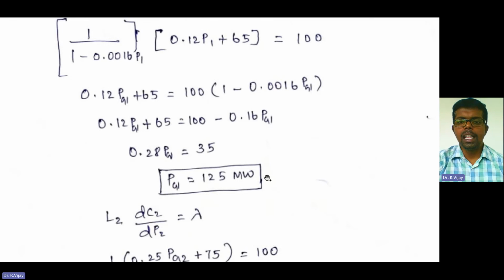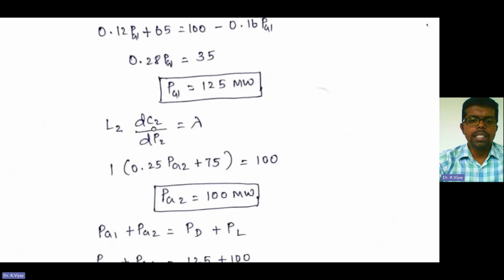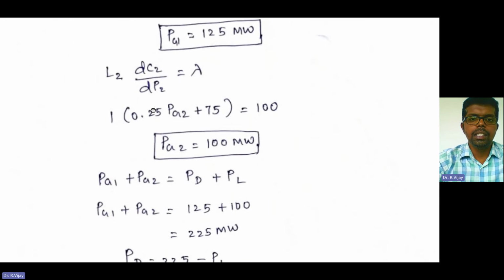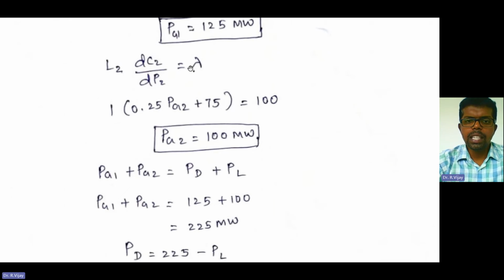You just tell in the comments whether you got the same answer or not. Similarly, L2 into dC2 divided by dPG2 is equal to lambda. This L2 is 1. The dC2 divided by dPG2 we need to substitute over here, already given in the problem, that is 0.25 PG2 plus 75, that is equal to 100. That is, lambda is equal to 100.